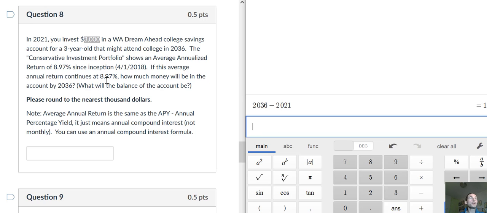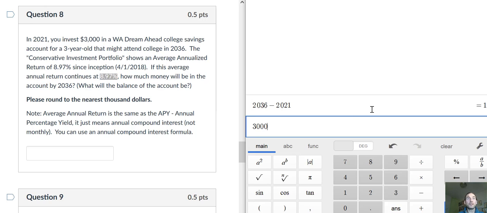Now, the next thing to note is that this is an annual compound interest rate. So it's like the account gains 8.97% at the end of each year. Of course, the account earns and loses money every day in reality, but the average annual return is that. We're imagining that this is the past performance of this bundle of investments, this portfolio, and we're just going to assume that this average interest rate continues into the future.